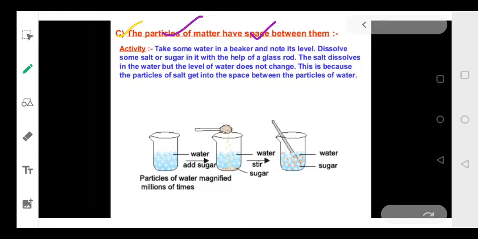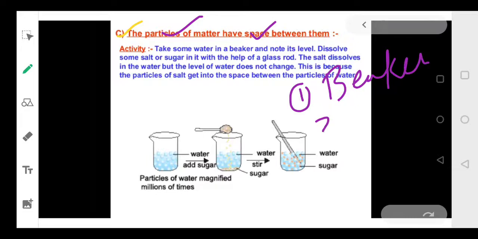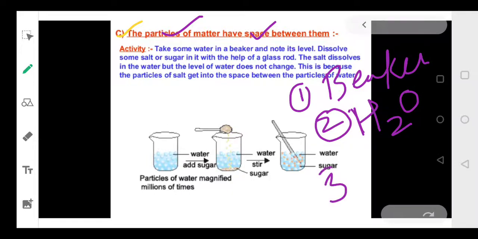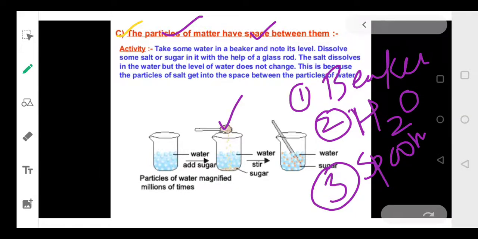What we'll require for this is a beaker. So first we'll take a beaker. Second, we'll pour water into it. H2O is the formula of water. Now we'll take approximately 100 ml of water and add 1 spoon of sugar or salt. We can take either sugar or salt. Now you can see we are adding 1 spoon of salt.